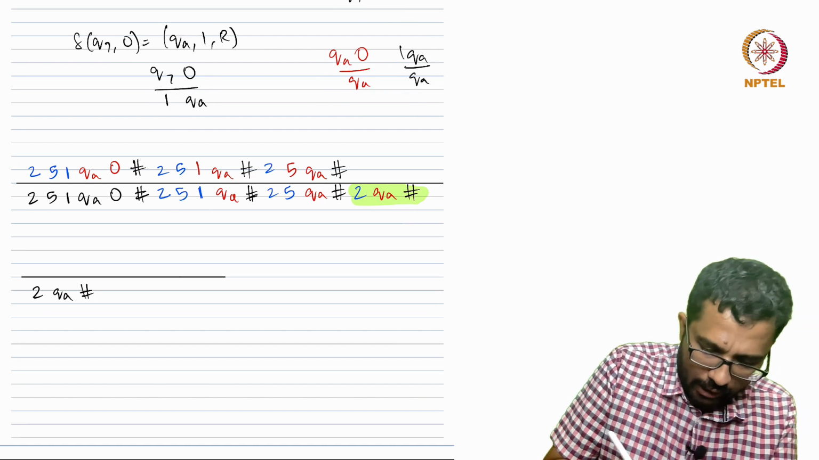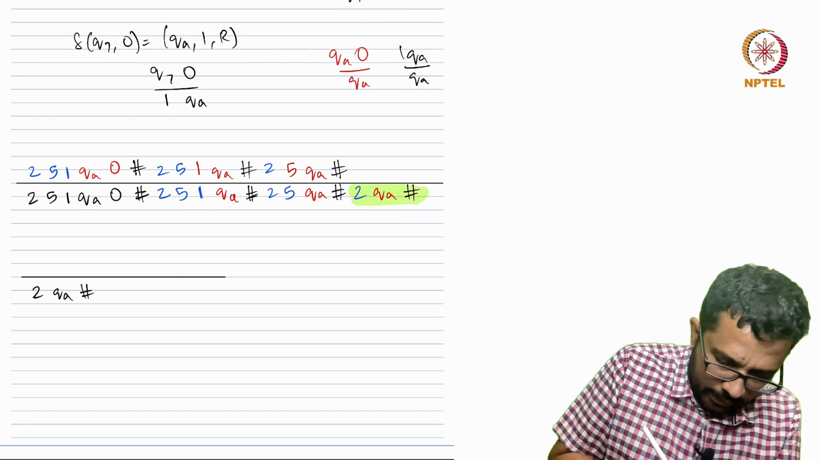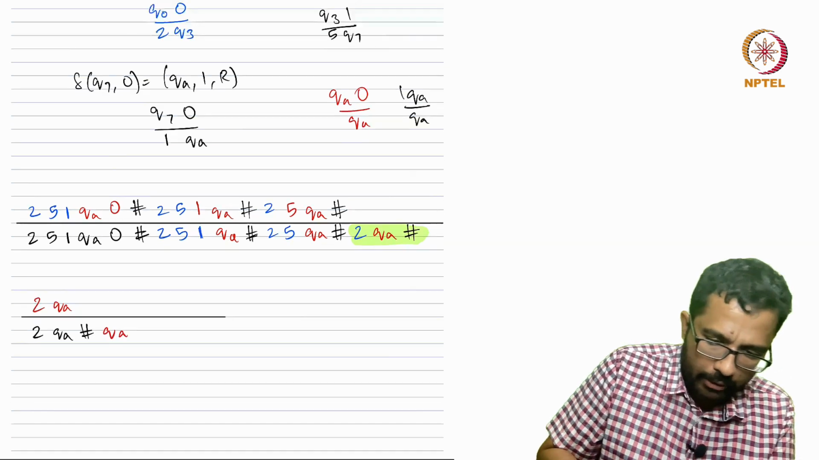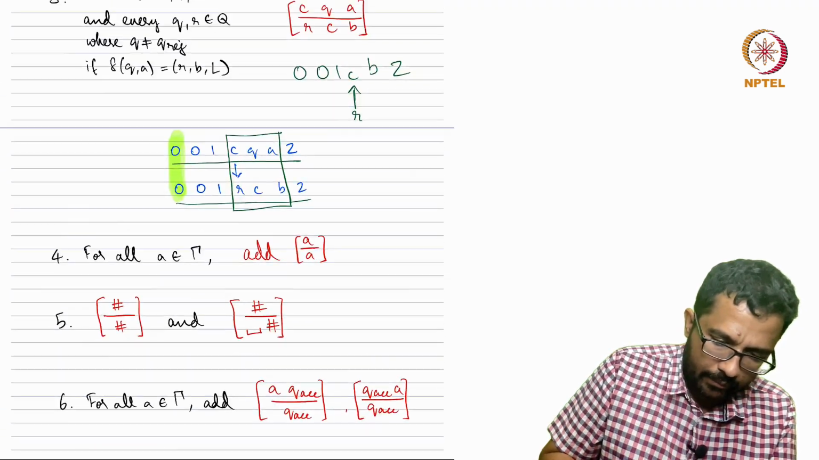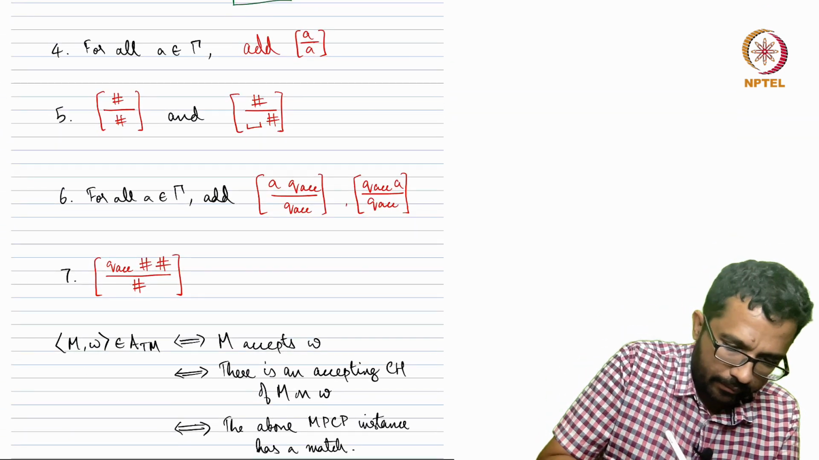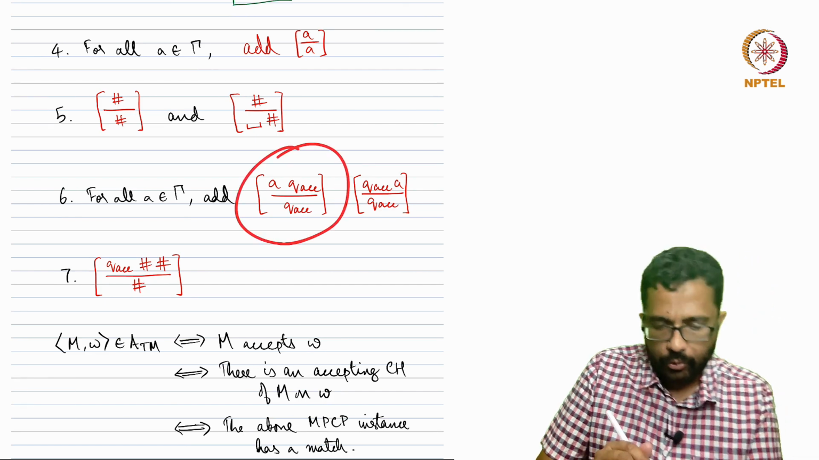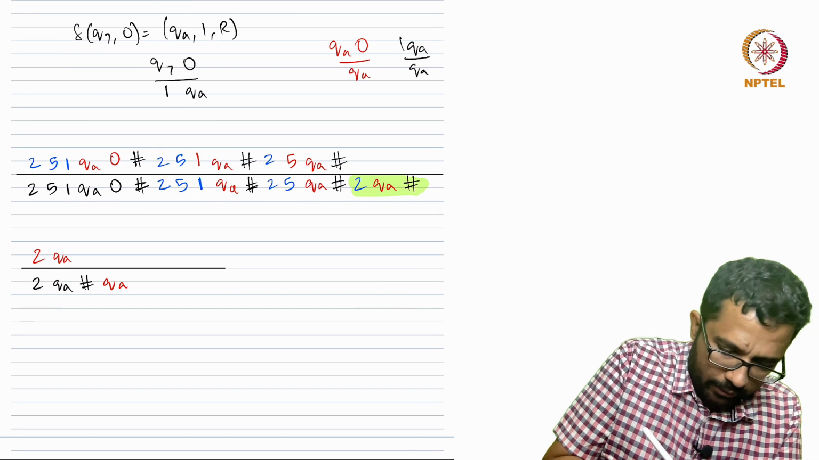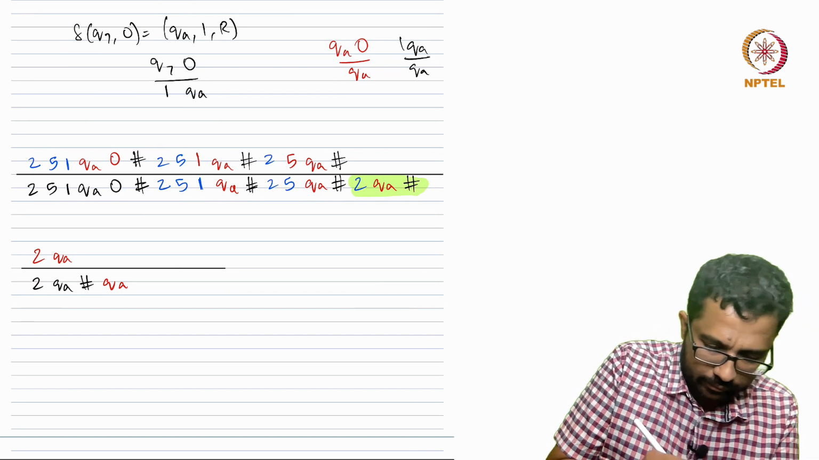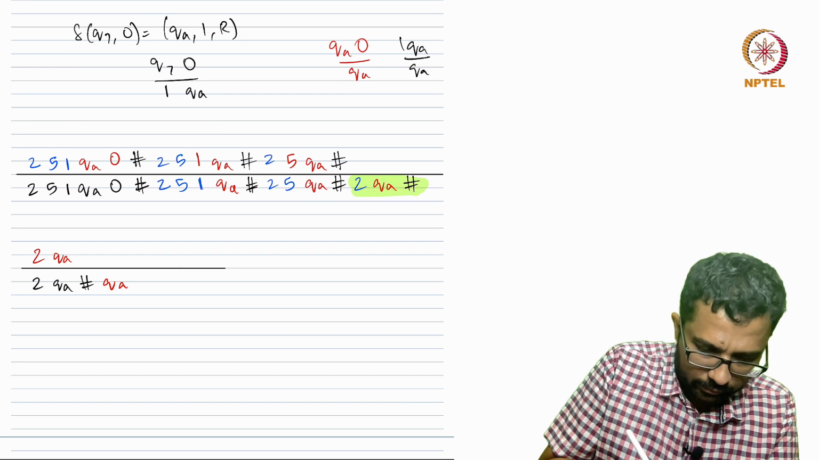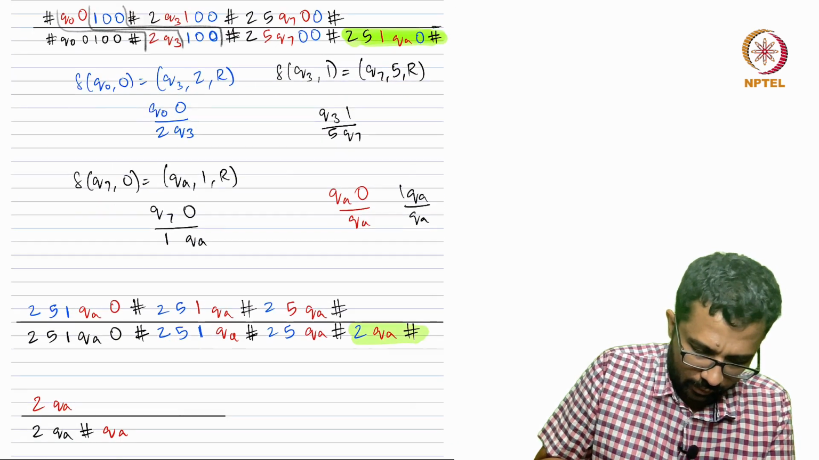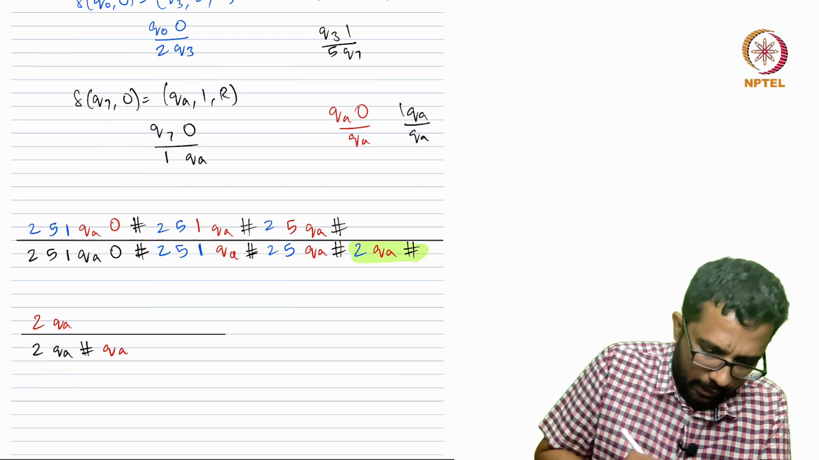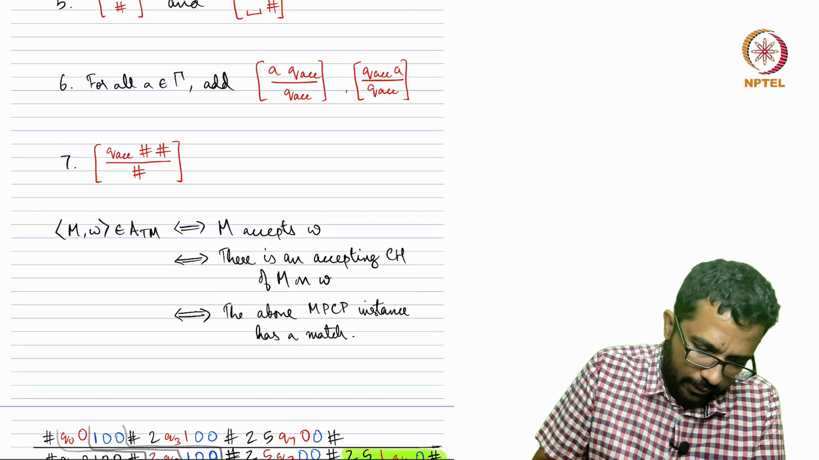So now I can use a single domino where 2 qa is in the top and qa is in the bottom, right? Such a domino is also available as per this rule. 2 qa is in the top and qa is in the bottom. And now again I can close it off. So now this is the situation. The bottom is just leading by hash qa. Now let us see if I can use this one.